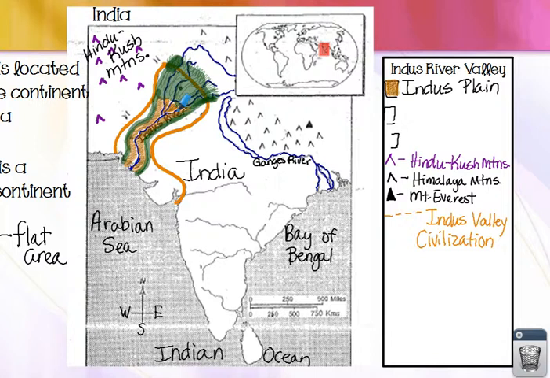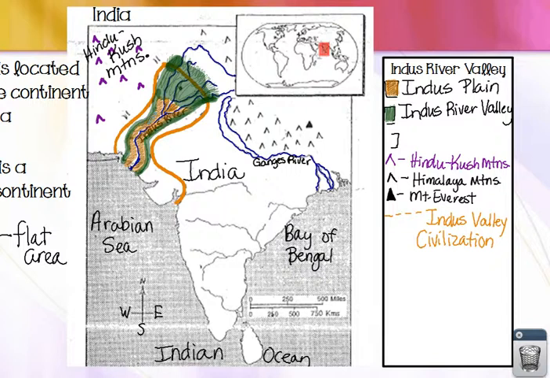Okay, and I'll bet you that you can guess what that's going to be. We're going to color this in green here. Alright, the darker green. And we're going to label this the Indus River Valley. Okay, so we have the Indus Plain right here next to the river, and then we have the Indus River Valley that's up through here. Which one do you think is really, really fertile? It's that area around the river.